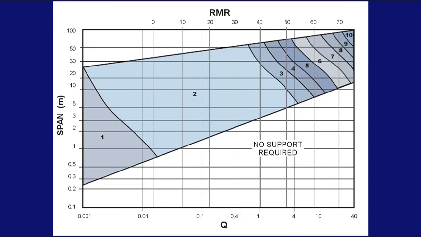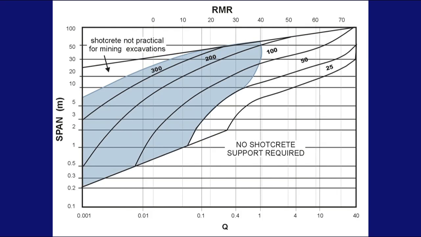But the implication is that you need to put some support in there. This gives a correlation for shotcrete and fiber or mesh reinforced shotcrete. In the clear areas, you can see the numbers there refer to the thickness of shotcrete, and the blue shaded area is where fiber or mesh reinforcement is required. And you can clearly see here that for that 10-meter tunnel, no shotcrete support would be required.